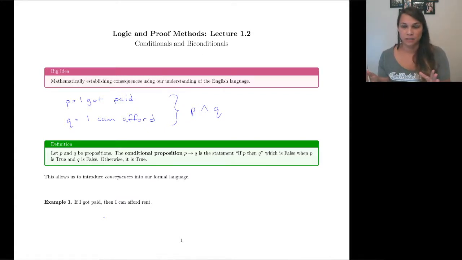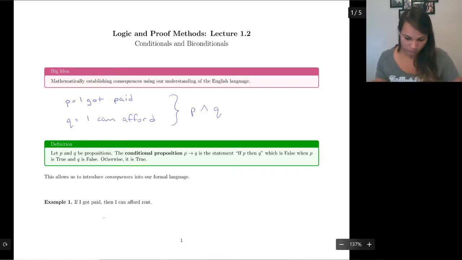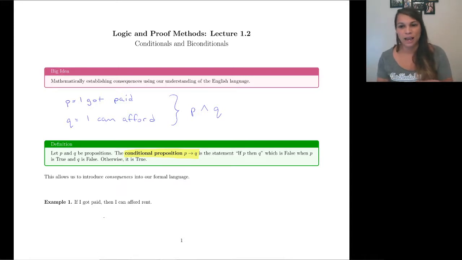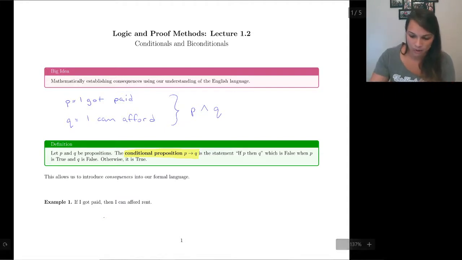So that is the first thing that we're going to do, is we're going to get a new tool for our toolbox. So let's say that P and Q are propositions. The conditional proposition, P arrow Q, is the statement if P then Q, and it is false if P is true and Q is false. Otherwise, it is true. We'll talk about the truth table for this in a second. But the important part is this is allowing us to introduce consequence to our formal mathematical language.